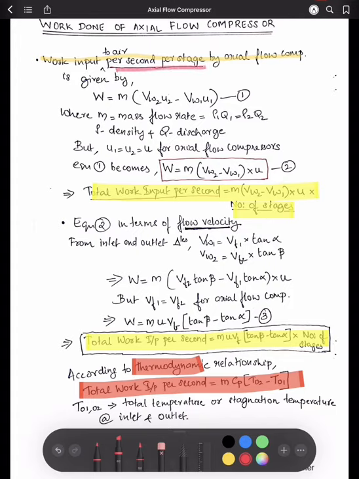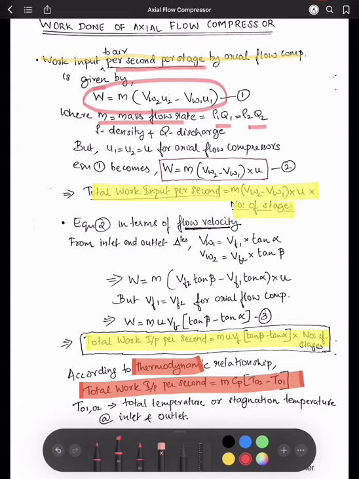It is given by W is equal to m into (Vw2 minus Vw1)·U. You're familiar with this equation. We have used the same equation for centrifugal compressors also, where m is the mass flow rate, which is given by ρ1 Q1 equal to ρ2 Q2. The mass flow rate is constant.